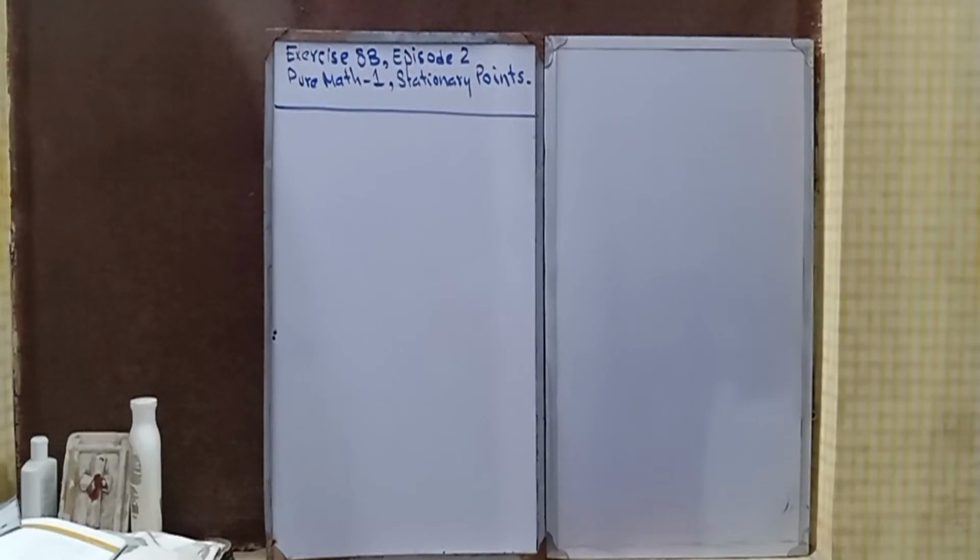The topic of the exercise is stationary points. The name of the chapter is further differentiation. So this is our second episode on this exercise. We have already done one episode, in which we solved question number 1.